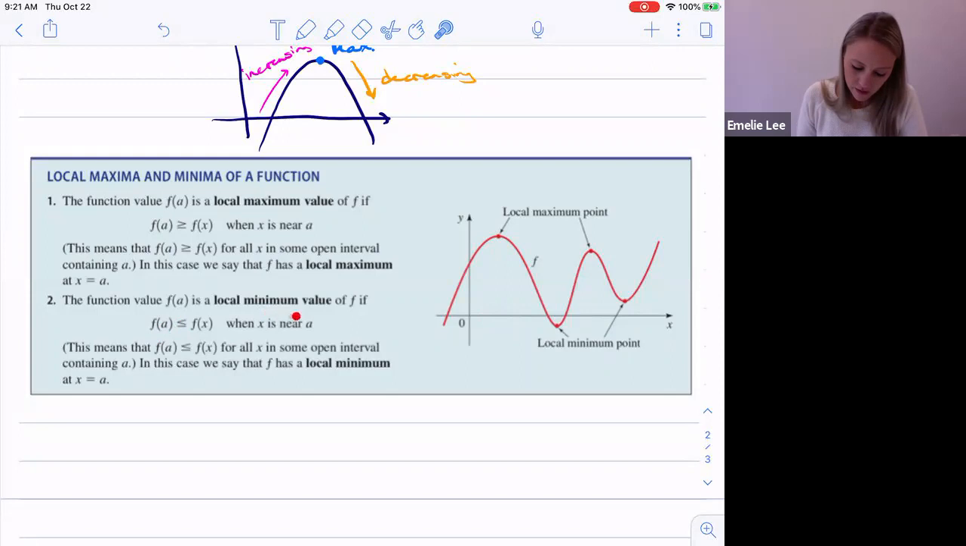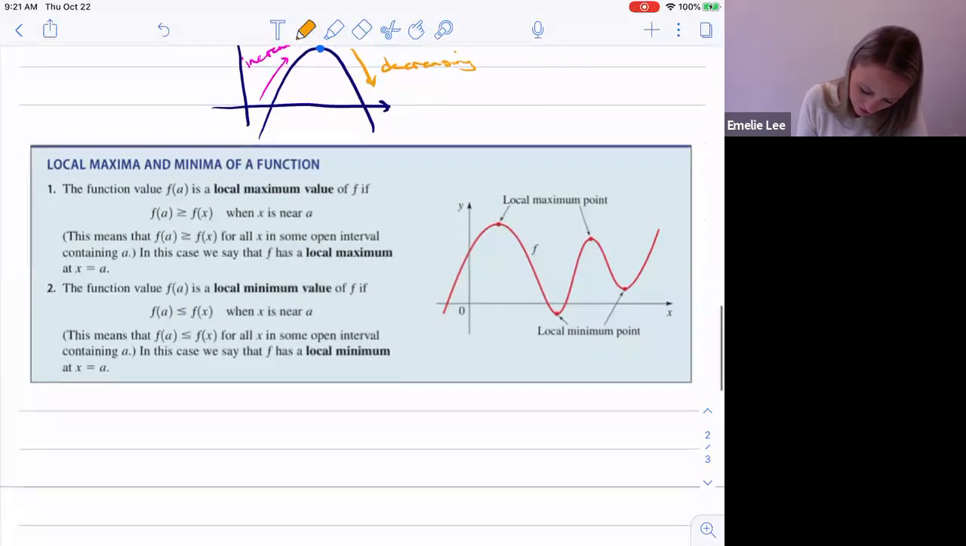Same thing with the local minimum, right? If f of a, so now our a has moved to here. If f of a is less than or equal to all the other outputs at the x's around a, then you have a local minimum.